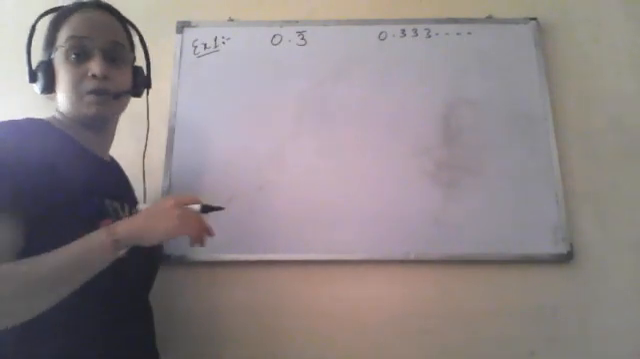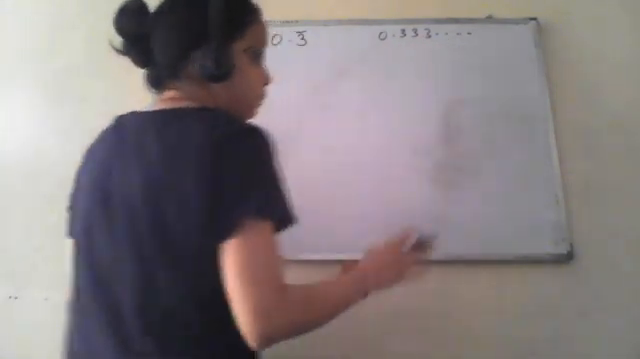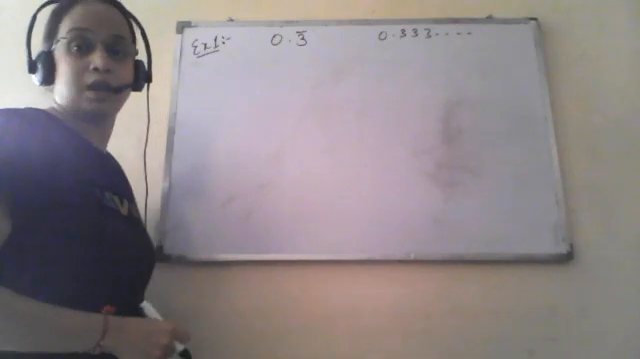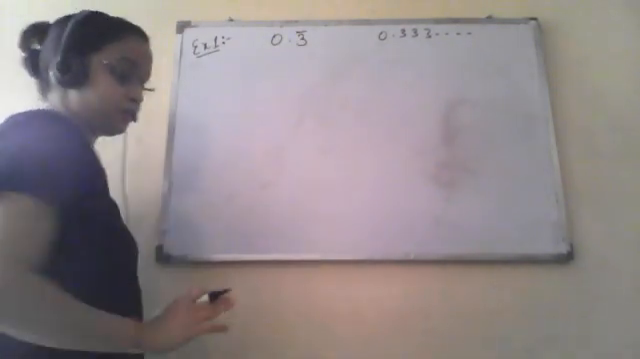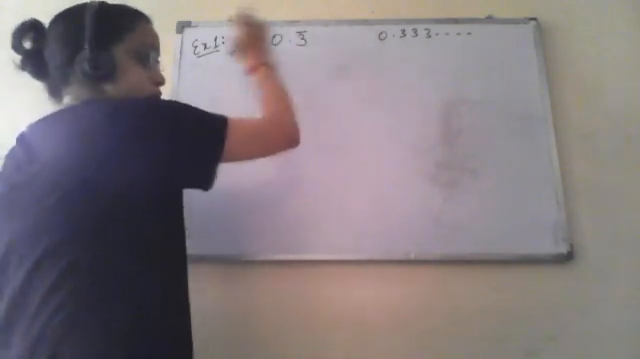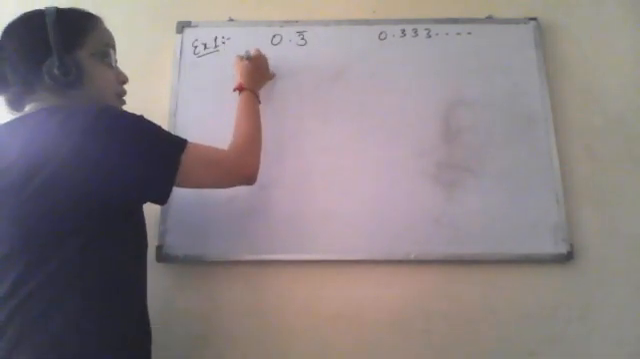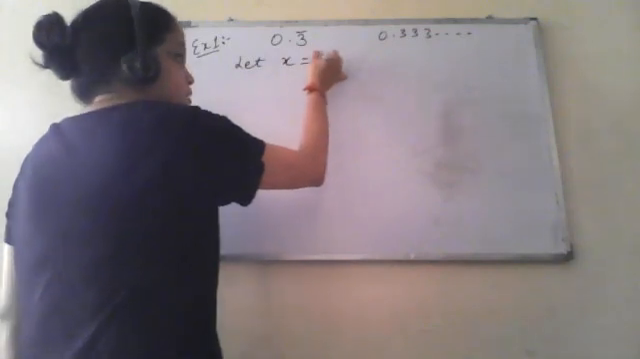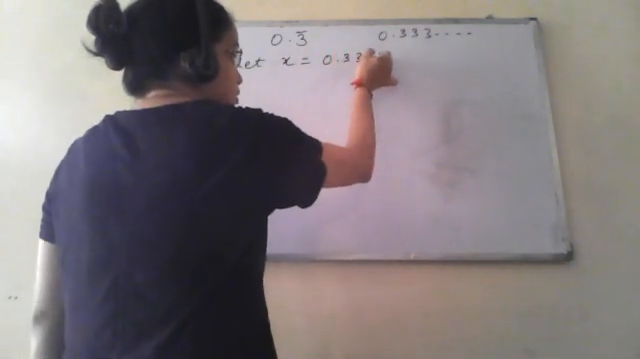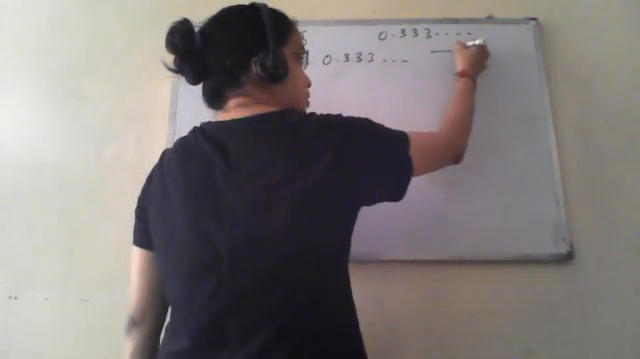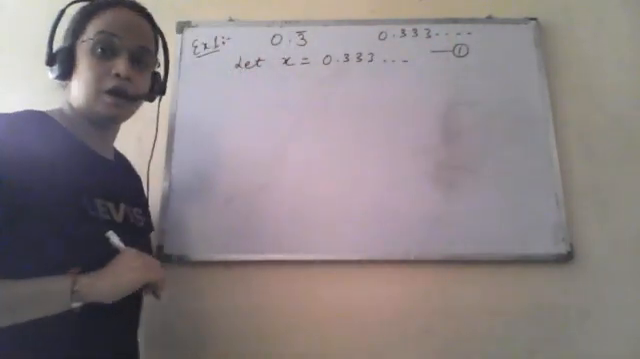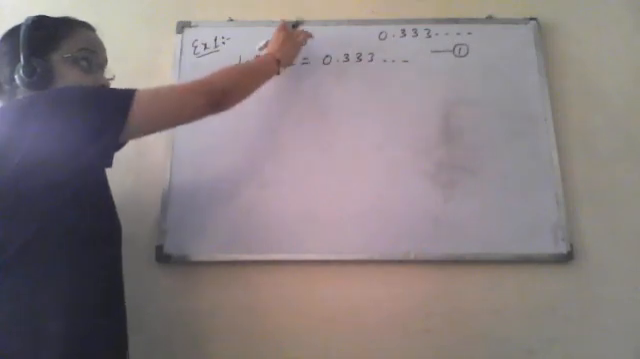The dotted line indicates that this 3 keeps repeating and the division does not end at any point of time. So the first step is to assume this value as x. Let x equal 0.333. Clear? This is our equation number 1. Now, we will multiply this equation by 10.